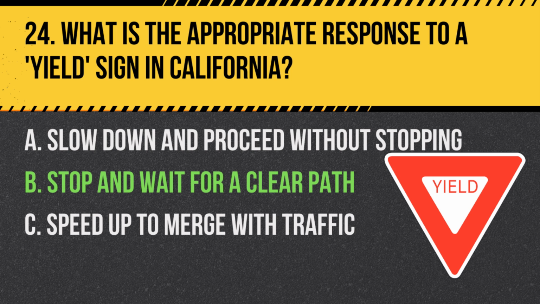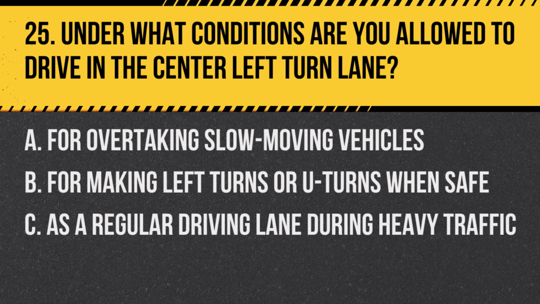At a yield sign, drivers should stop and only proceed when they can do so safely. Question 25. Under what conditions are you allowed to drive in the center left turn lane? A. For overtaking slow-moving vehicles. B. For making left turns or U-turns when safe. C. As a regular driving lane during heavy traffic.